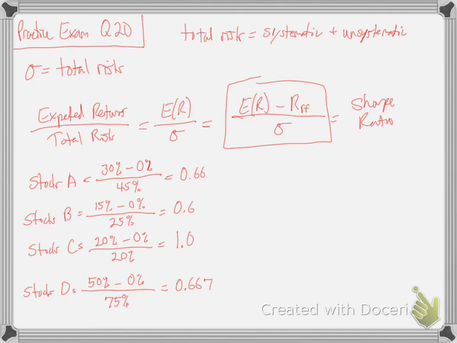Okay, so using this measure here, and this is the measure to remember for a question like this, what do we choose? Well, stock C has the highest Sharpe ratio, meaning it provides the highest reward per unit of risk that we are taking on by investing in it. So stock C is going to be our selection for which stock is the better investment.